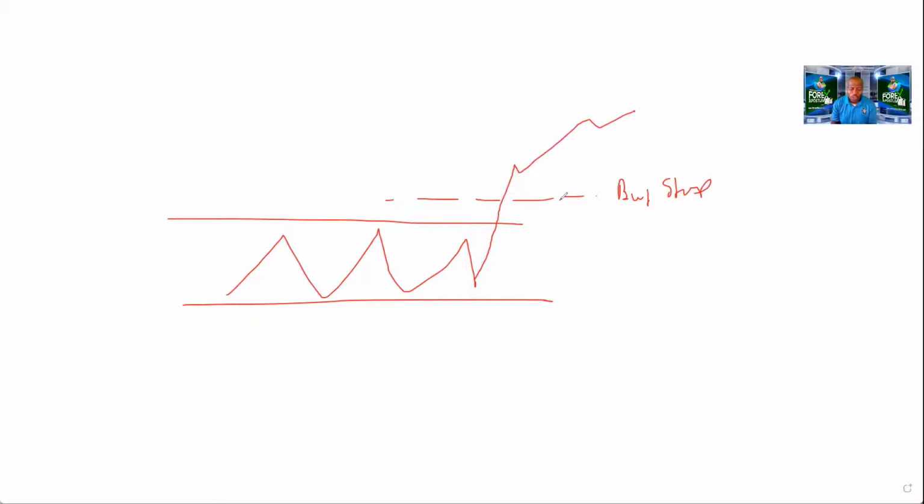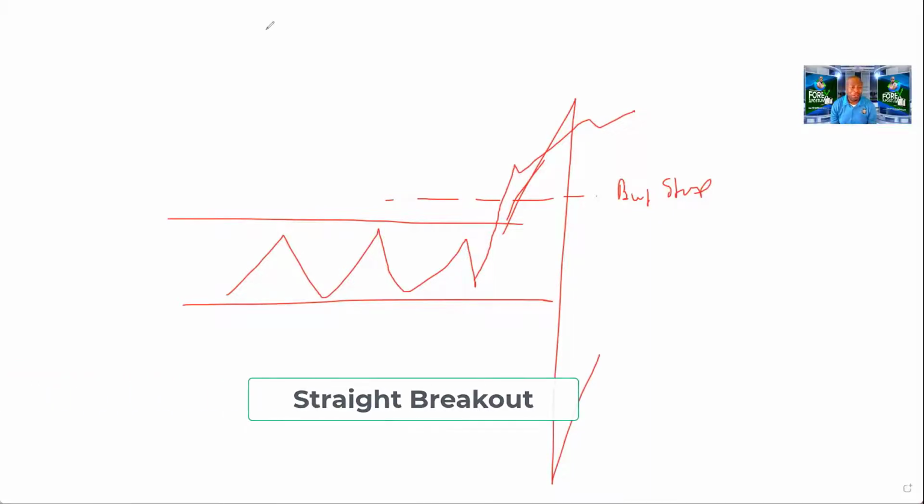But what if it doesn't come your way? Or what if it breaks out, comes back, and so on and so forth, which the market does most of the time, especially during the news. So that is the first one. The first type of breakout is what I call the straight breakout or momentum breakout, and most of the time you are not expected to trade it.